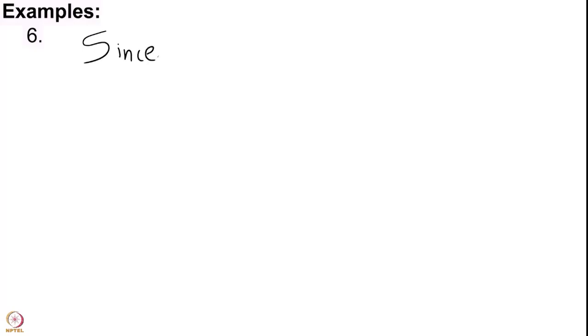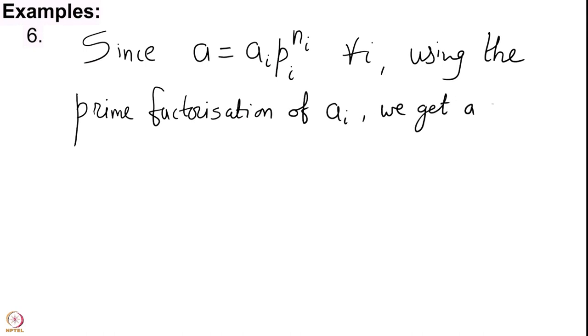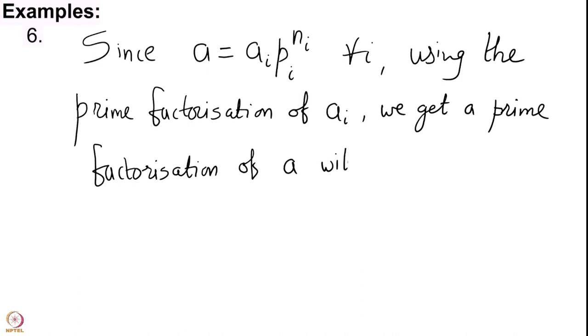So, since a is ai into pi power ni for every i, using the prime factorization of ai, we get a prime factorization of a with pi power ni appearing in it.